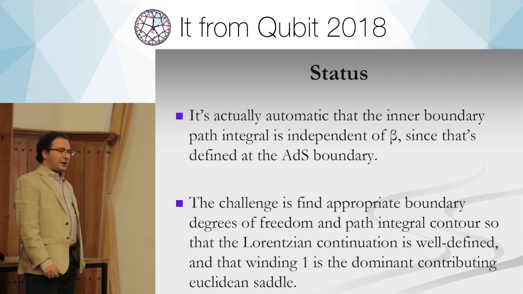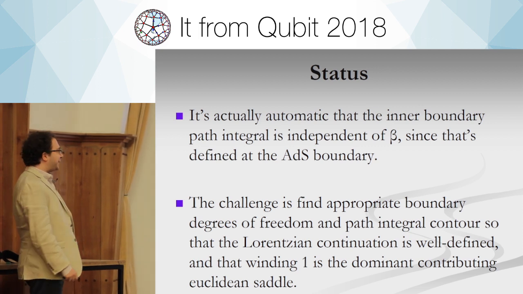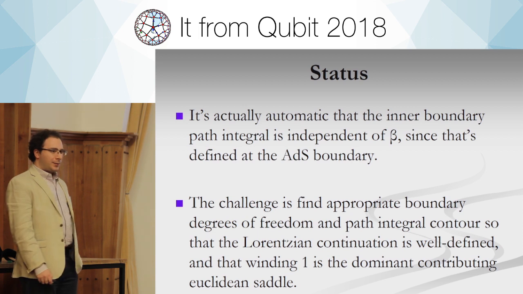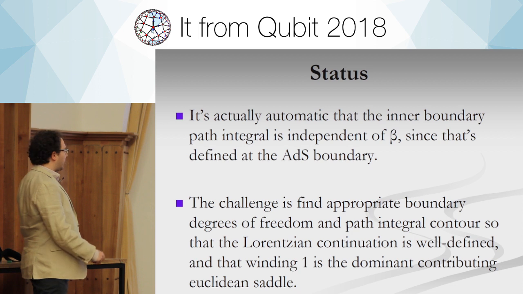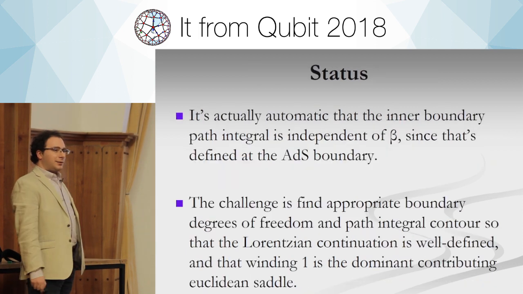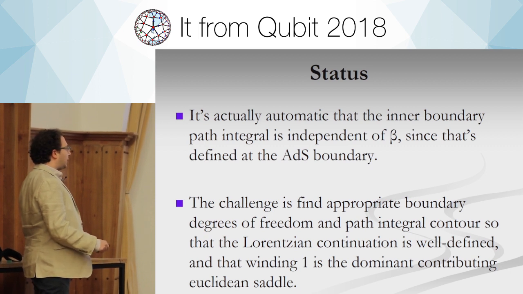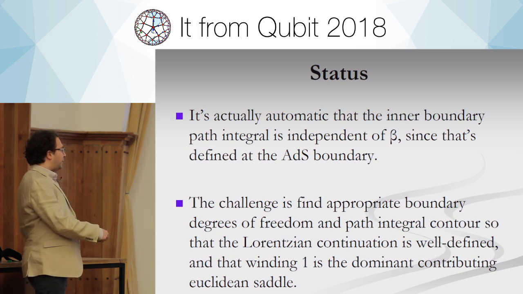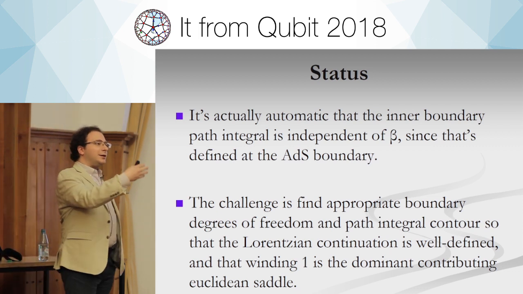Well, we haven't finished yet, so that's why this talk is still half-baked, but it's actually automatic that the inner boundary path integral doesn't depend on beta, because beta is about the length of the AdS boundary. It doesn't even enter into this definition of the inner boundary, so it might seem easy to get it to be 1, because if it doesn't depend on beta, it's just a pure number. But the challenge is really to find appropriate boundary degrees of freedom or choice of contour in the path integral so that the Lorentzian continuation is well defined and that winding number 1 dominates.